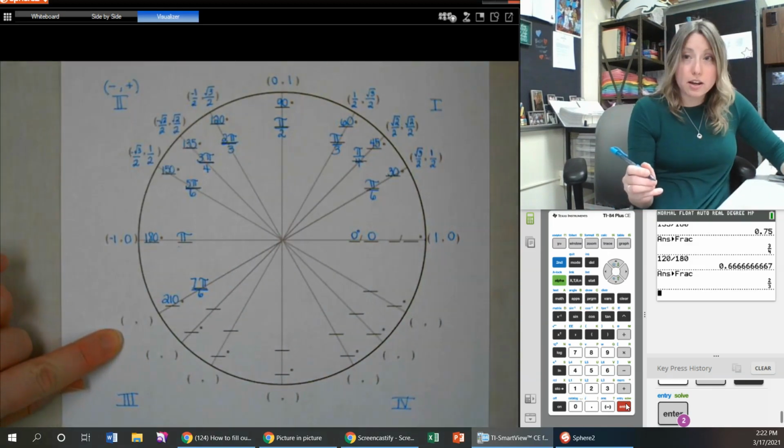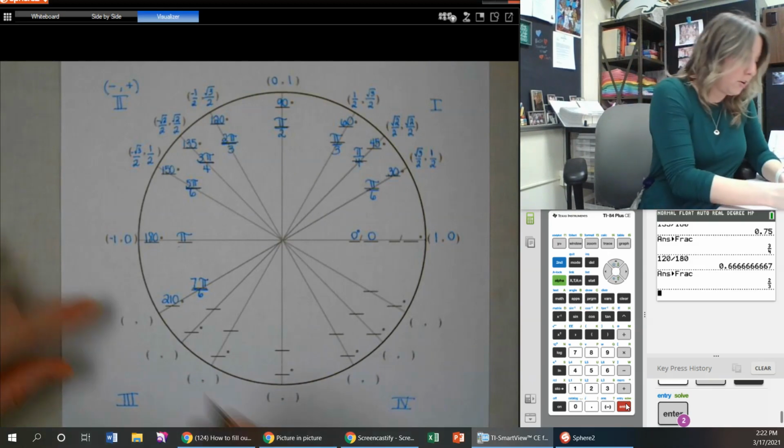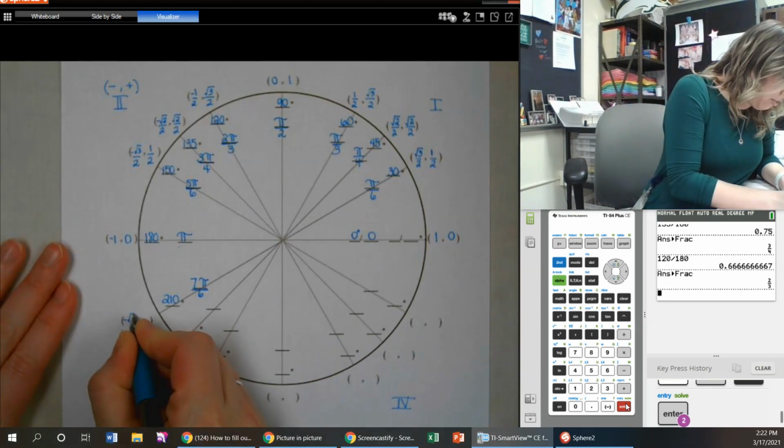This coordinate now has both negative. So negative radical 3 over 2, negative 1/2.